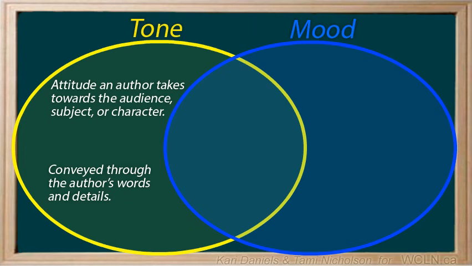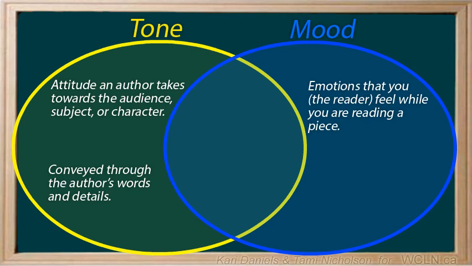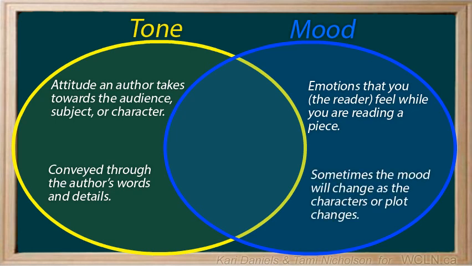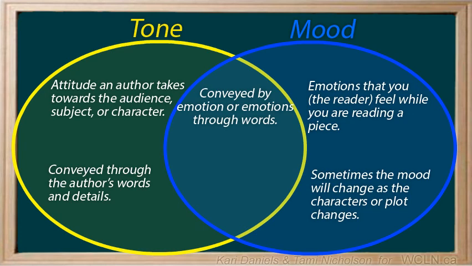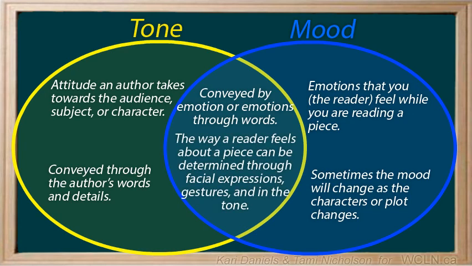On the other hand, we have mood. Mood relates to emotions that you, the reader, feel while you are reading a piece. Sometimes the mood will change as characters or the plot changes. They can be conveyed by an emotion or emotions through words. The way a reader feels about a piece can be determined through facial expressions, gestures, and in the tone of voice used. Given that they are definitely different, we'll focus more on mood in the next section.